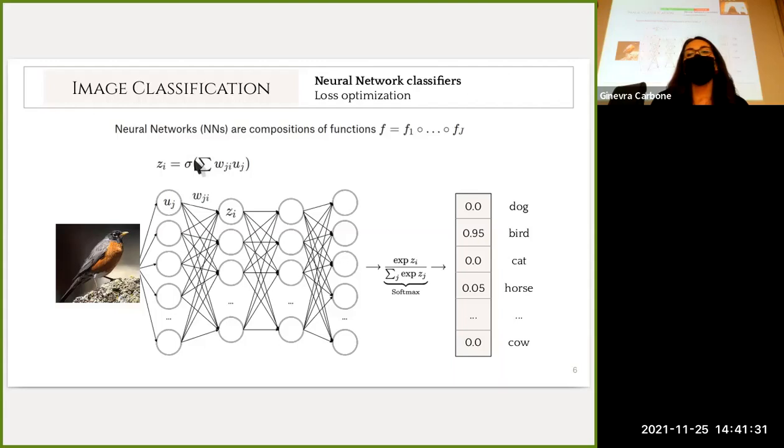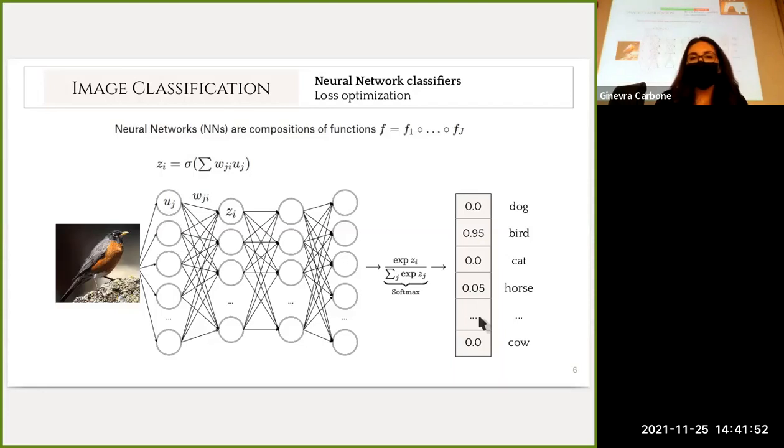And in the end, what we obtain is a vector with the same number of components as the number of classes, which we pass through a softmax function. This particular function is able to convert the output into a probability vector, so to make sure that all the components sum up to 1.